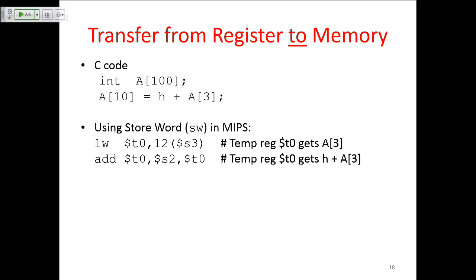Okay. So that's what we're going to do. First load, we know that. We're going to add. Okay, that's all the same as before. And now we're going to store. And again, in this store, this value that we computed that's in T0, that was our H plus A of 3. Now we're going to store that value into the base incremented by 40 bytes. Okay, that's now my A of 10. And now I get value T0 stored in that location.